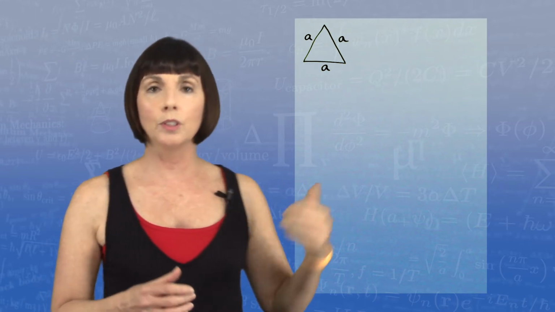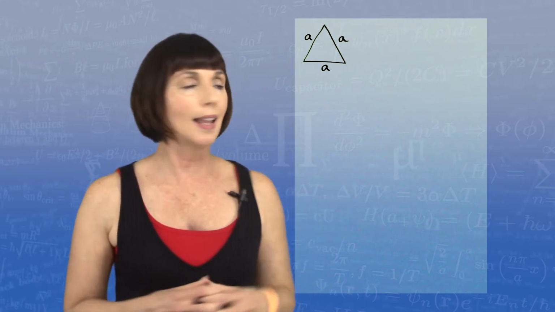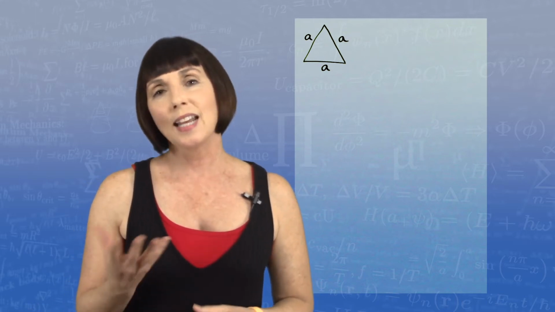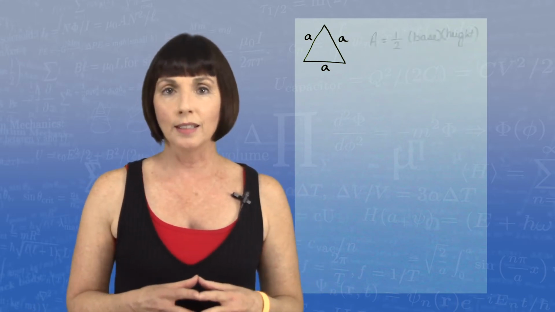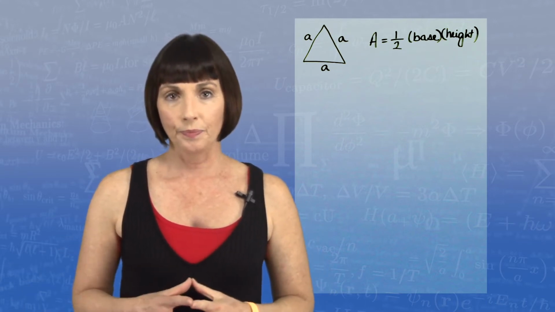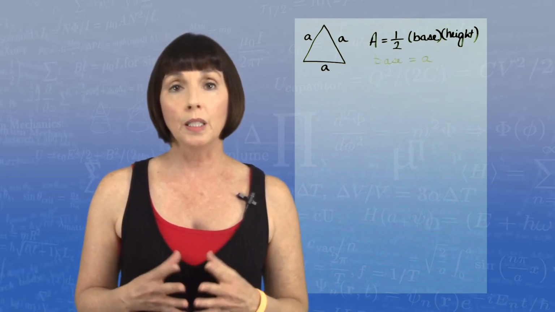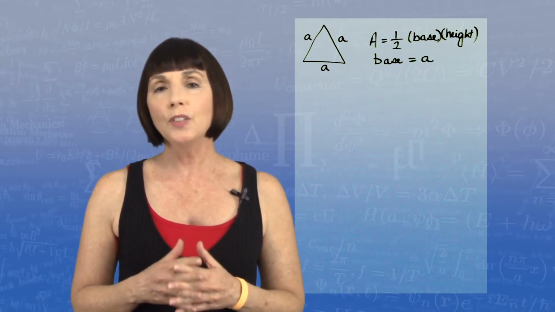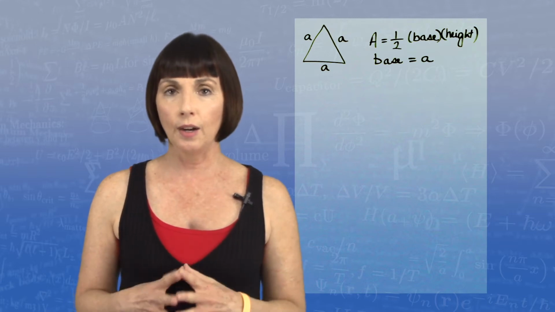I have an equilateral triangle here with side lengths a, a, and a. Don't forget they're all equal. The standard form for the area of a triangle is capital A equals 1/2 base times height. And our base will just be equal to a, our side length. Okay, so we need to find the height in order to find the area.